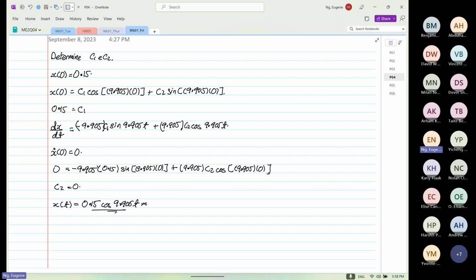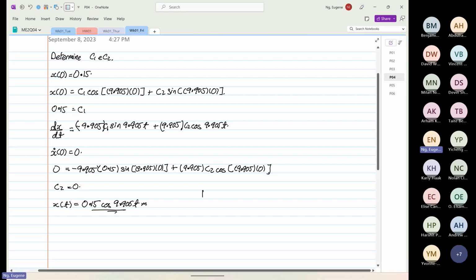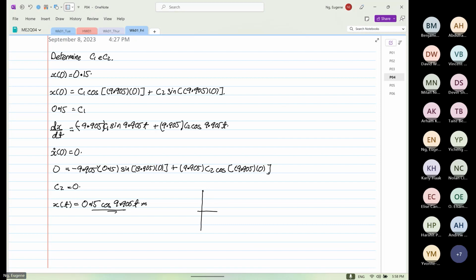Very interesting. Without the damper, the decaying function just disappears. So if we're going to sketch this out, it's cosine. This is just a sketch. This is your response. So this is your time, and this is your x.